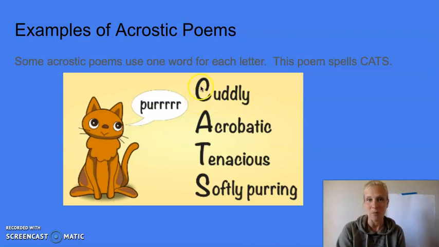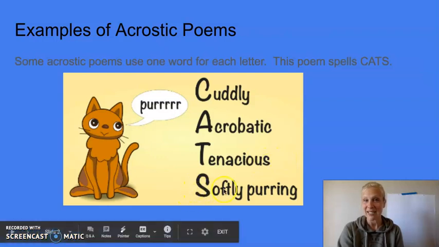Let's look at this poem. The first letter is C, cuddly. Are cats cuddly? Yes, they are. A, acrobatic. Are cats good acrobats? I think so too. They can jump and twist and not land on their backs. They always land on their feet. T, tenacious. Ooh, that's a big word.